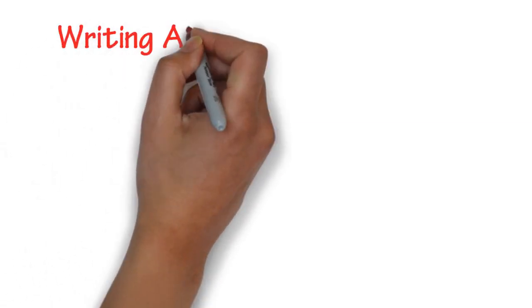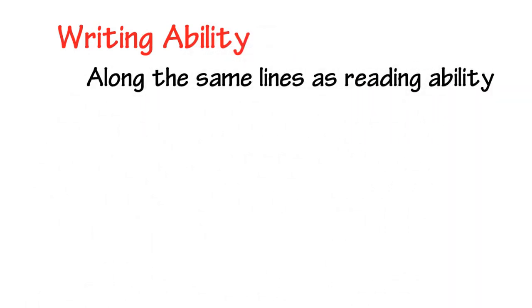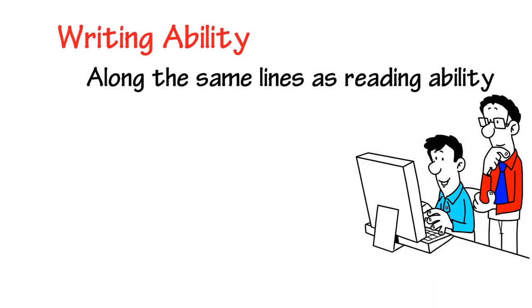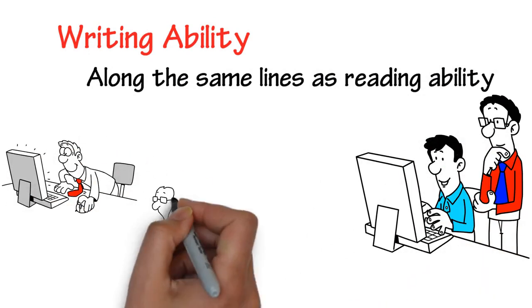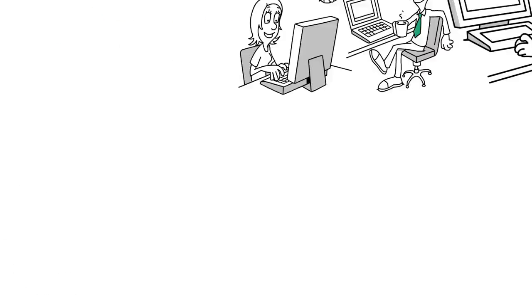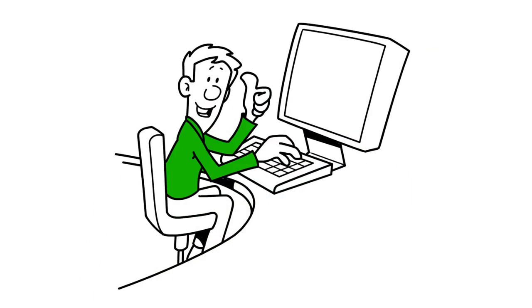Writing ability. Along the same lines as reading ability, your ability to express yourself via the written word is crucial. Online learning platforms rely on discussion forums where classmates express opinions and debate their thoughts. You need to make sure that you're able to communicate clearly and concisely.